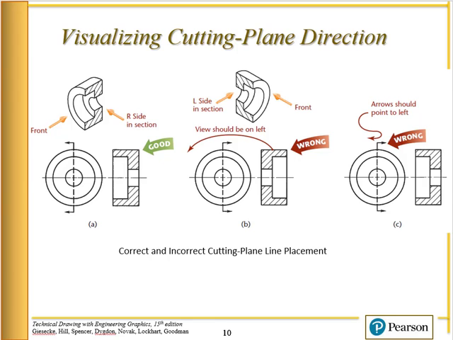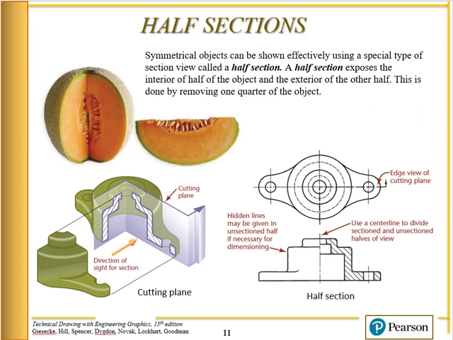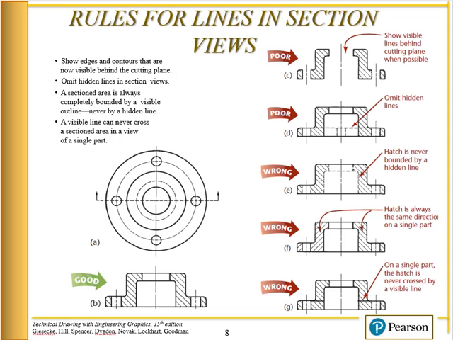Next, we talk about the different types of section views. This is objective number 4: discuss the 7 types of section views. The first one is obviously the whole section. That's kind of what we were taking right here. This is a whole section. You cut the whole thing in section.